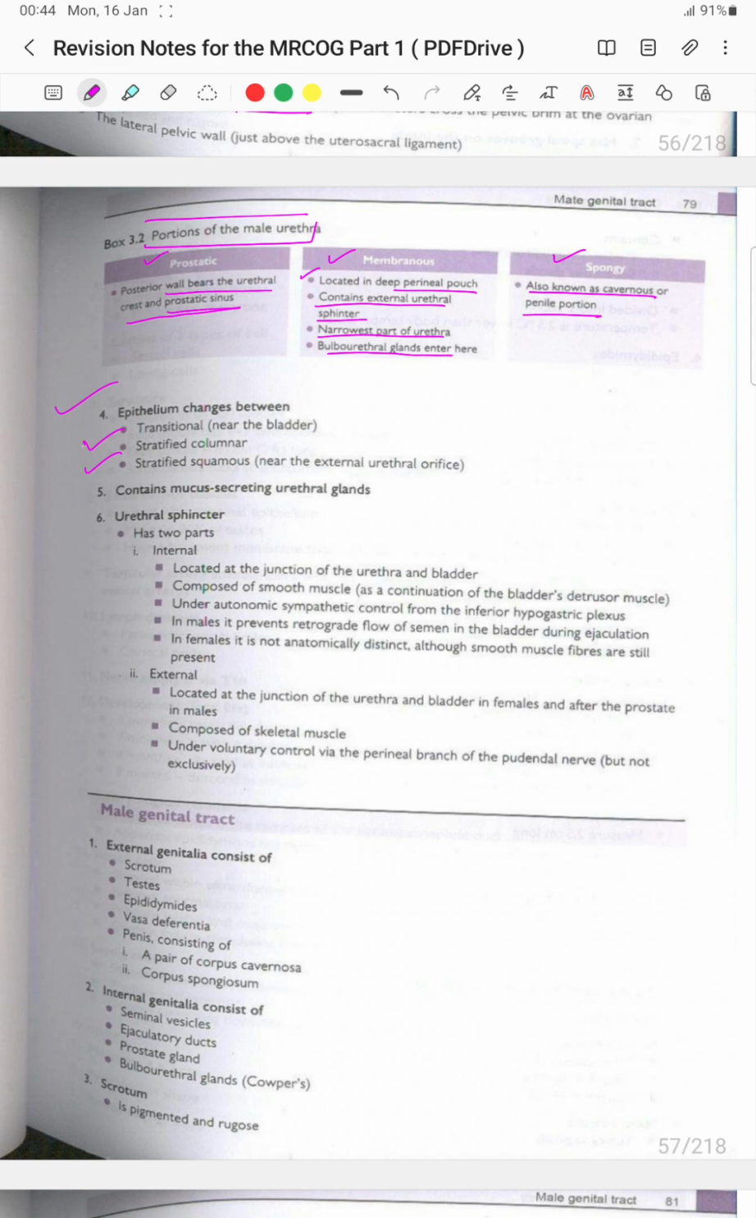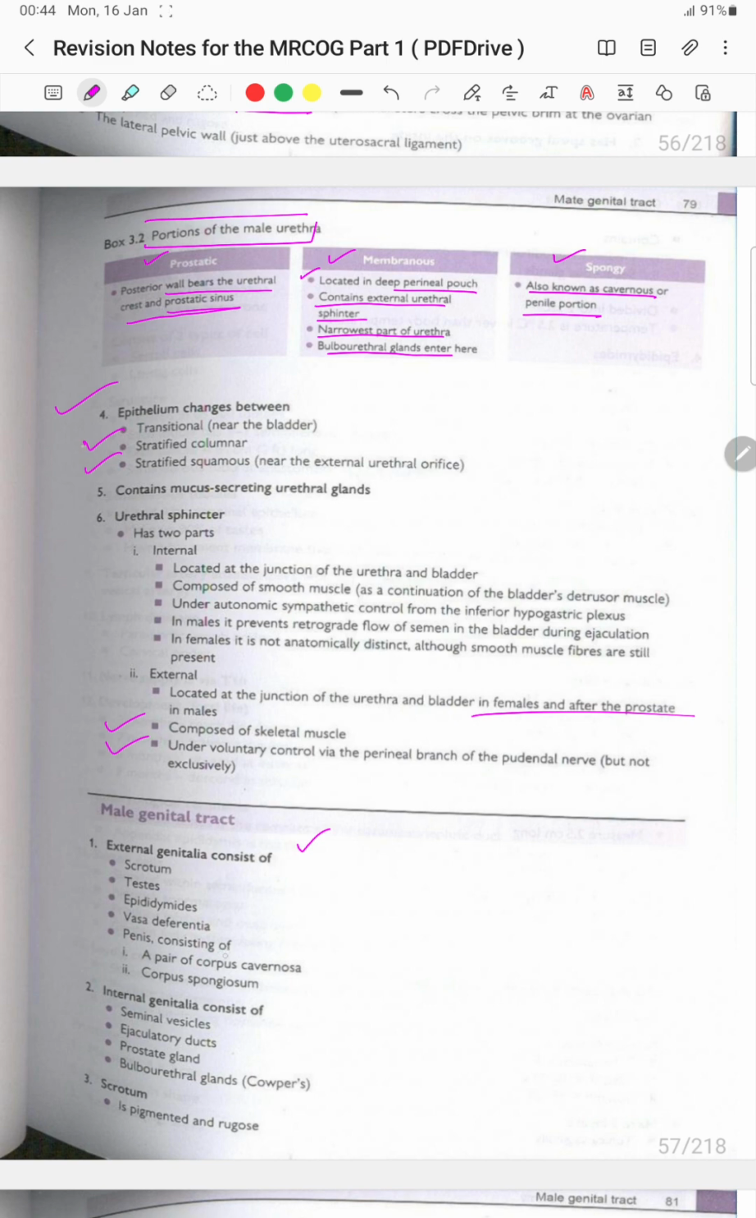All those smooth muscle fibers are still present and external, located at the junction of the urethra and the bladder in females and after the prostate in males. It is composed of skeletal muscle and is under voluntary control by the perineal branch of the pudendal nerve, but not exclusively.